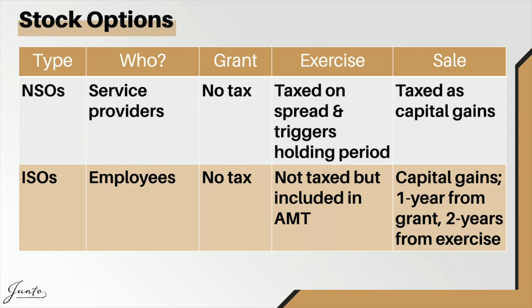Incentive stock options are only available for employees. One of the big differences is what happens not at grant, in which no tax obligation is triggered, like with NSOs, but at exercise. At exercise, this does not trigger an income tax either. However, the spread, the difference between the strike price or the exercise price and the fair market value at the time of exercise, is included in calculating the alternative minimum tax.